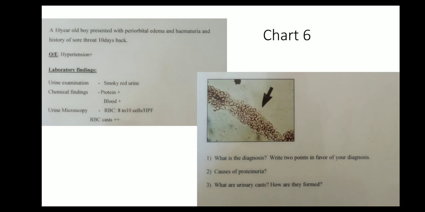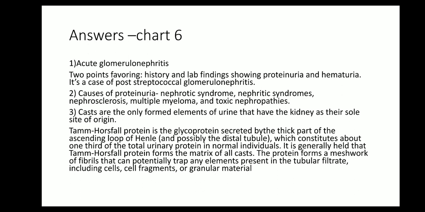What is the diagnosis? Write 2 points favoring. Causes of proteinuria, and what are urinary casts? How are they formed? So it's a case of acute glomerulonephritis because of history. It's a 10-year-old child who has got sore throat and urinary problems, and lab diagnosis showed proteinuria and hematuria. It's a case of post-streptococcal glomerulonephritis. Causes of proteinuria are nephrotic syndrome, nephritic syndrome, nephrosclerosis, multiple myeloma and toxic nephropathy.